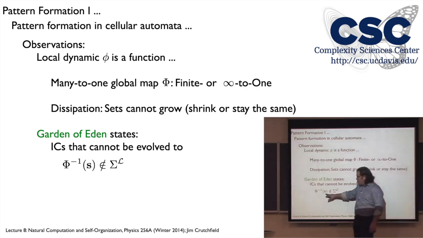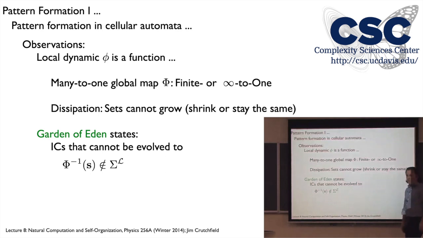The way we say that is that there's no Garden of Eden state S. I look at what states could map to. I look at the inverse of this, formally. And there'll be no such configuration. There's no way to make configurations.